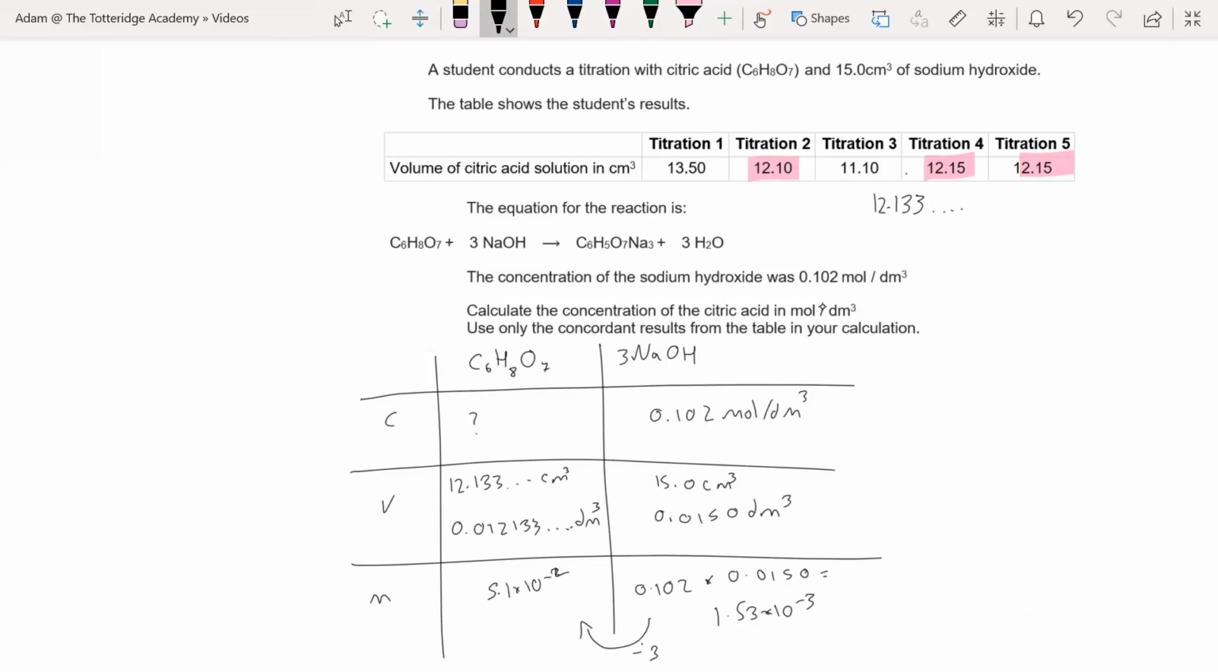And then the concentration is moles over volume. So 5.1 times 10 to the minus 4 divided by the volume, which is 0.012, etc. Clearly not got enough room to write this down in that itty bitty tiny box. That gives me 0.0425. I'll write that over here: 0.0425 moles per dm cubed.